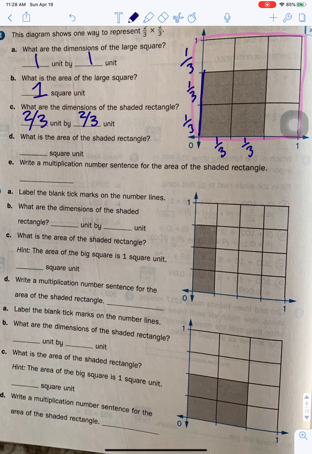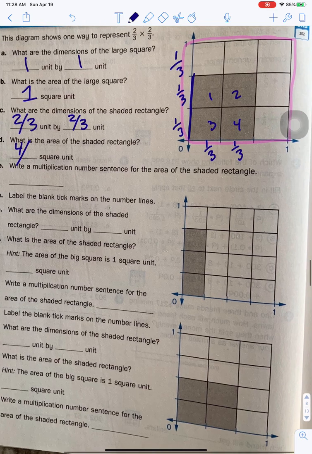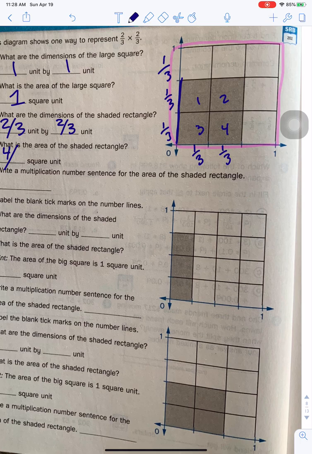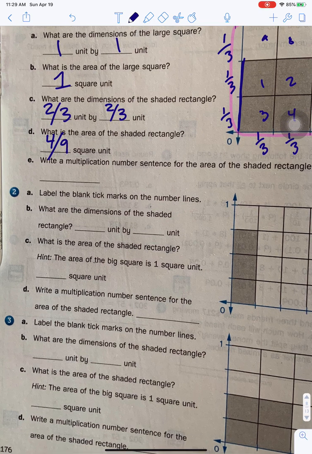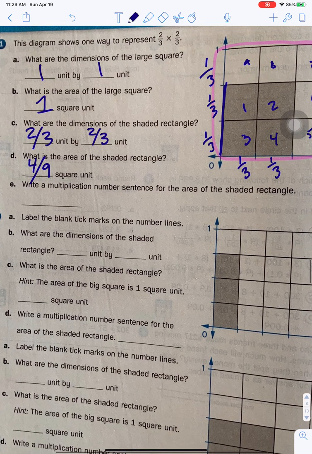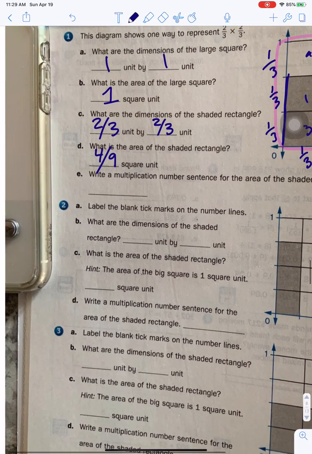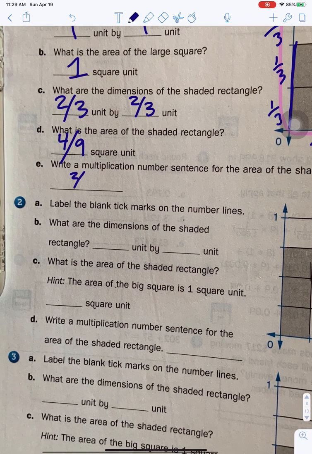What is the area of the shaded rectangle? If we're going to take a look at this, it would be 1, 2, 3, 4 shaded. So we'll write 4 out of how many total? This is 4, this would be 5, 6, 7, 8, 9. So there would be 9 total. So this would be 4/9 of the square unit. Write a multiplication sentence for this problem. We're going to write 2/3 times 2/3, and the answer for this problem is 4/9.